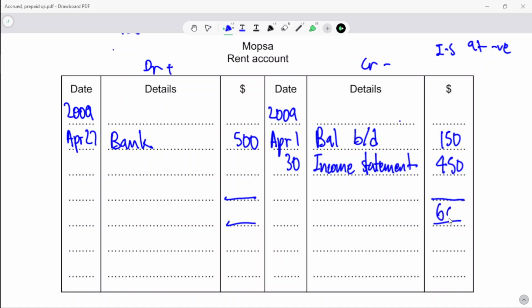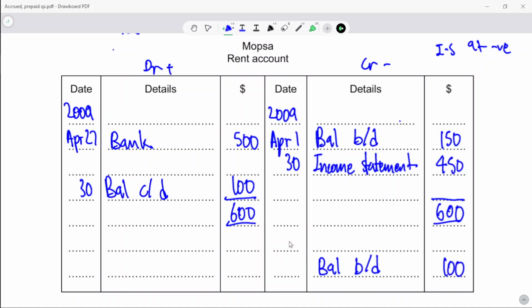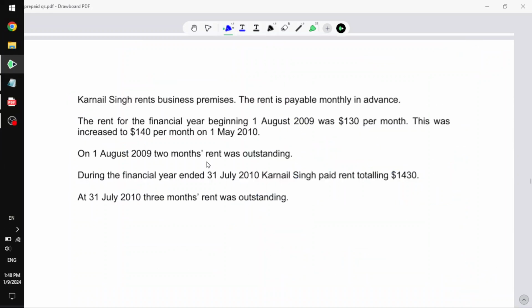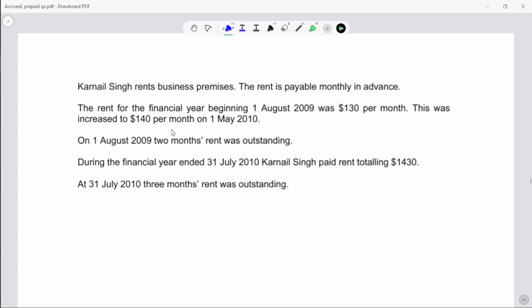This one will be 600. This one will be, so drop down to next day. Okay, so the answer is correct. Okay, now let's go to next question.